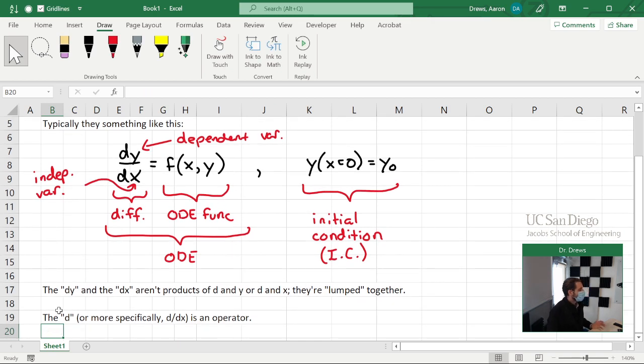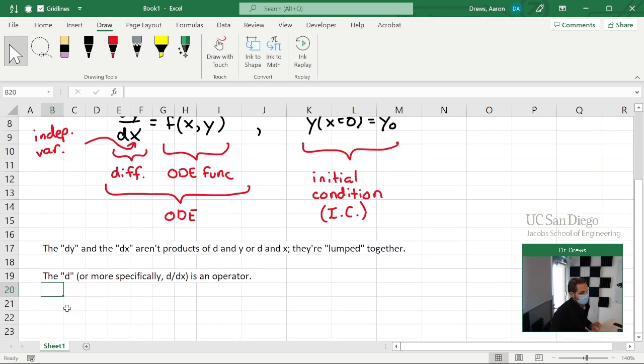So an operator is something that implies performing some kind of an operation. It's like square root, right? When you see a square root, you don't think it's a product of something that looks like a v and whatever's underneath there. It's saying do some kind of an operation to the number that's underneath the square root. So when you see dy and dx, those should never be broken apart. It's never a d times a y or a d times an x.